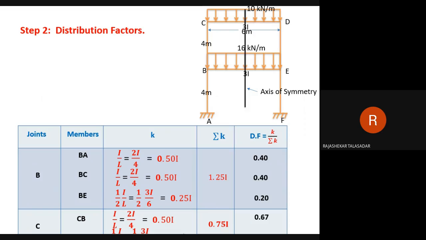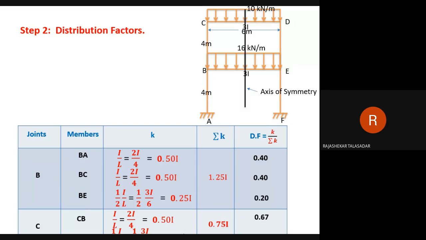Here, one thing is a mistake. These columns have 2I. I have not marked that. The beams are 3I, 3I, whereas I for both the columns is 2I. In the problem it is given, but I have not typed it. So let me do that accordingly.